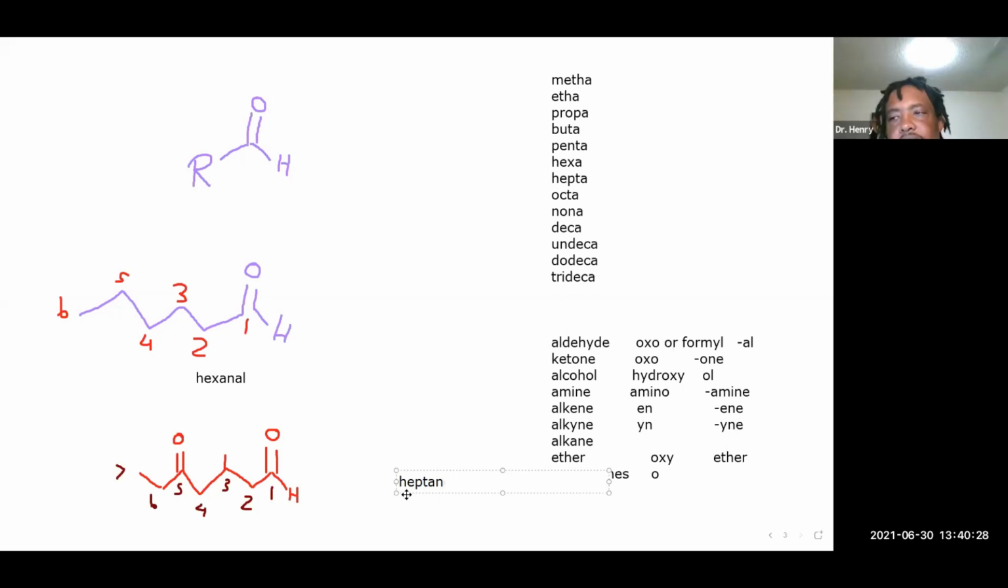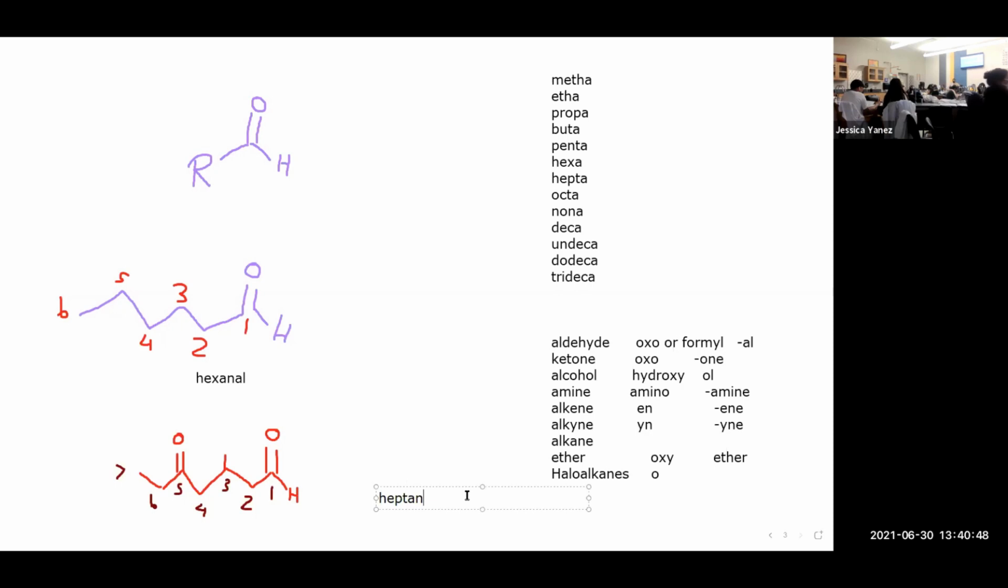And then what is going to be at the very end? OL, AL, ONE, AME, ENE, YNE, ether. Aldehyde, isn't it? So what is the suffix for aldehydes? AL. Okay. So now what am I going to do about this? What is this guy called? On the 5th carbon. So 5 hydroxide? Hydroxy? 5.